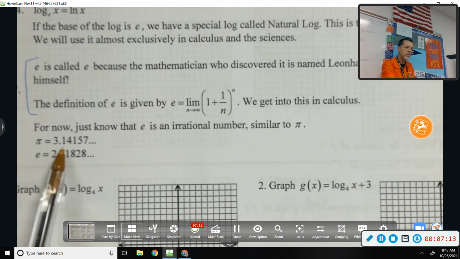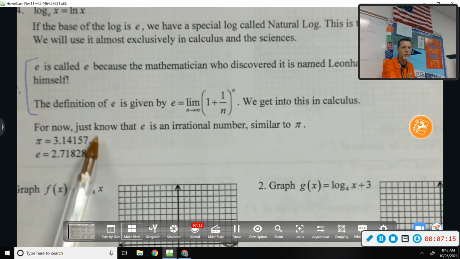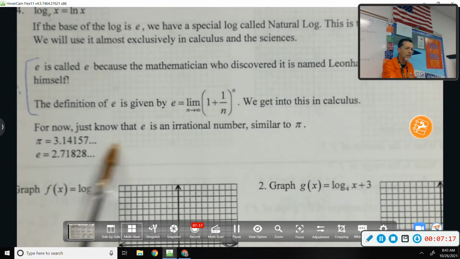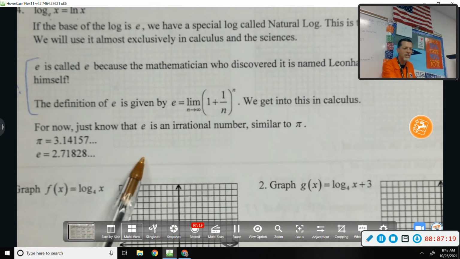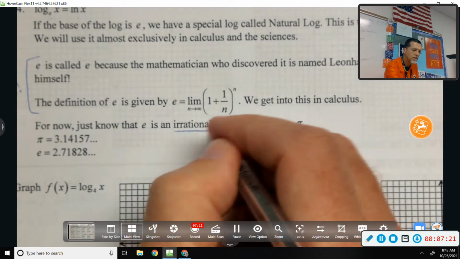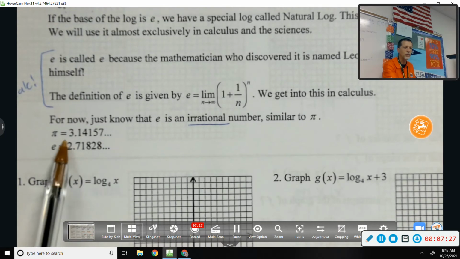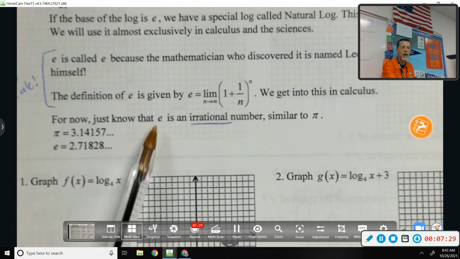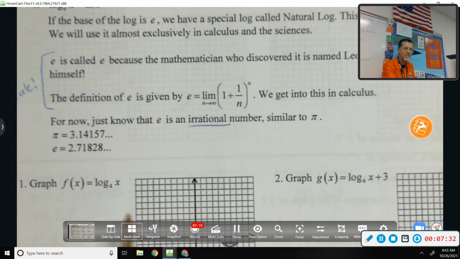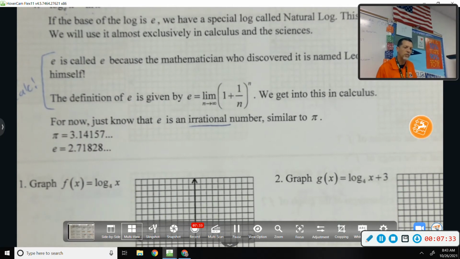It is important to know that e is kind of like pi, and this is what you were joking about. There is no last digit of pi, there is no last digit of e. It's irrational. It goes on forever. And Mr. Conley has a contest of who can memorize the most digits of e or pi. It's because they're kind of the same type of number. They're both irrational.